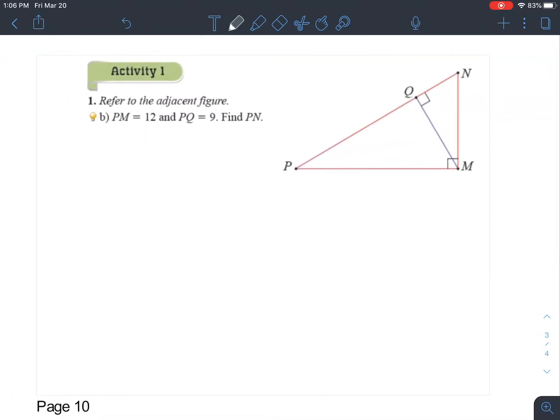Okay, so go ahead and on your own, I want you to find the missing value in the triangle. Pause the video. When you are done, I will show you how to do it.